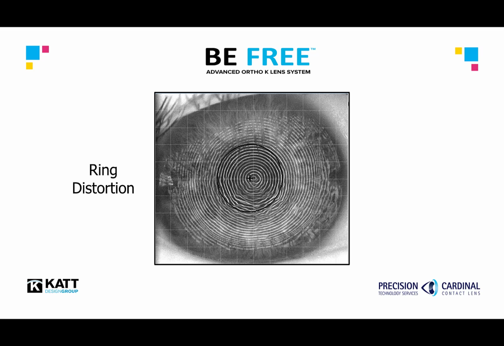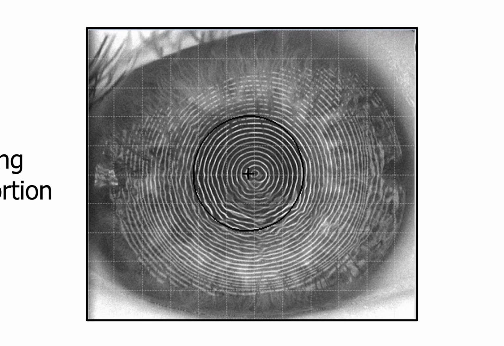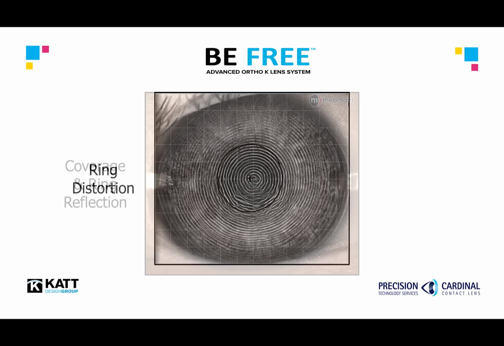Be aware that reflection-based topographers, placido topographers, reflect off the tear film. If there's tear film breakup, then the rings can't accurately reflect off the eye surface to understand its shape. Have the patient blink regularly. If you have a dry eye patient, instill some artificial tear to try to smooth out that ring reflection. But always have the patient blink regularly to maintain that normal tear film quality.